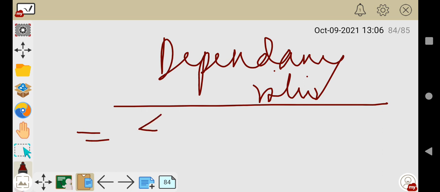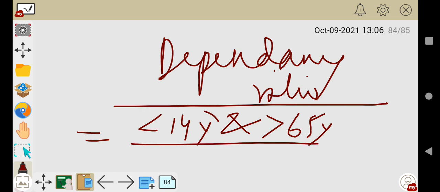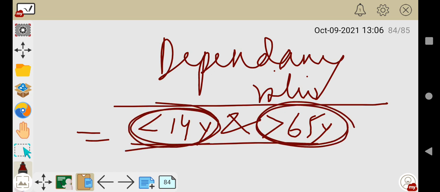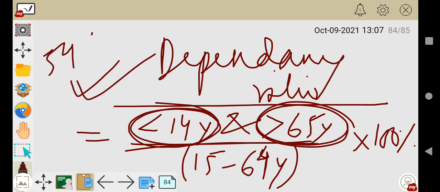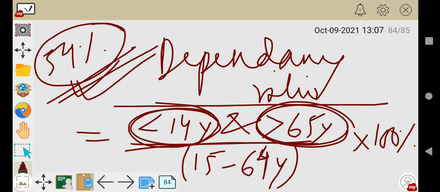So number of people which is less than 14 years means children. Children are dependent, and adults means elderly are dependent more than 65 years. So below 14 years number of persons, more than 65 years number of persons, they are dependent, right? Upon whom? Upon this age group, 15 to 64 years, because these are the working group, right? Into 100%. This is how we calculate dependency ratio, and India has a dependency ratio 54%, right? So remember it.